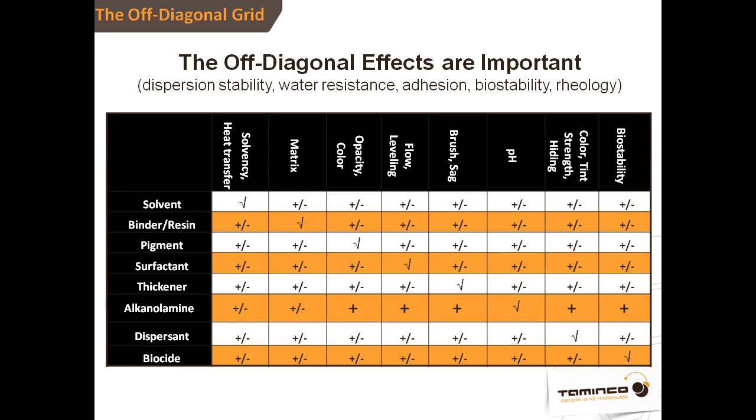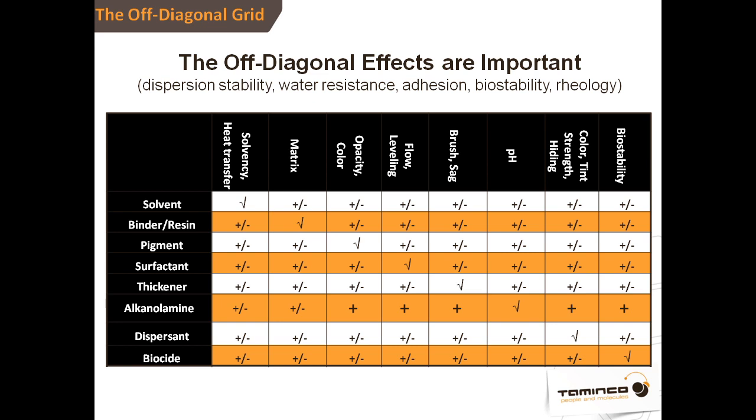Now, we're not going to focus today on the diagonal. What we're going to focus on is the off-diagonal effects. And the only ones of relevance that I've noted in this particular slide are the ones in the row for the alkanolamine. But we would certainly recognize that if we choose water as a solvent, for instance, we're going to have a big negative over here in biostability. Solvent-based paints are far less prone to colonization by microbes than water-based paints are. So that's an example of an off-diagonal effect, a negative off-diagonal effect.